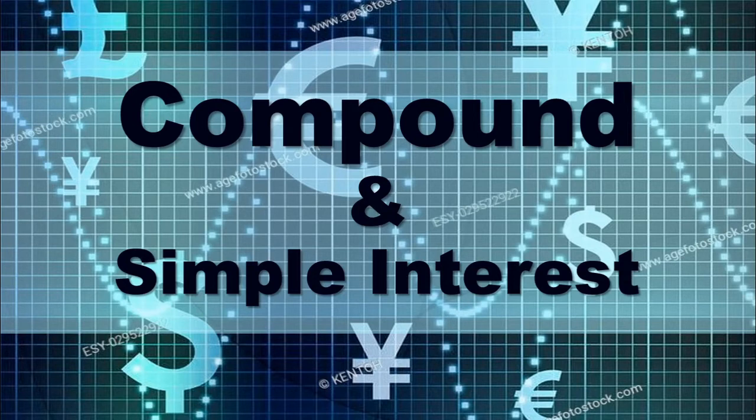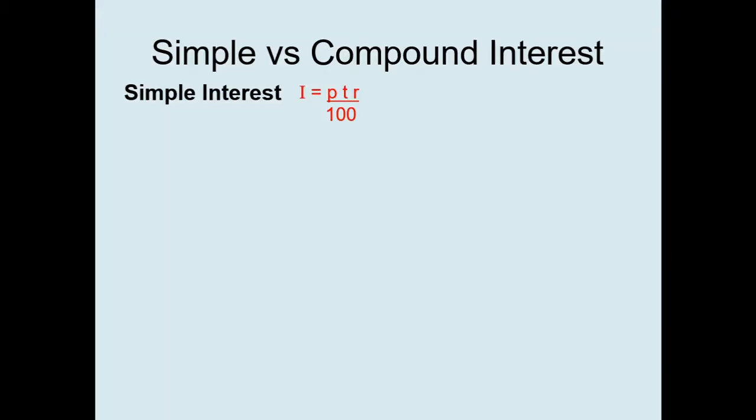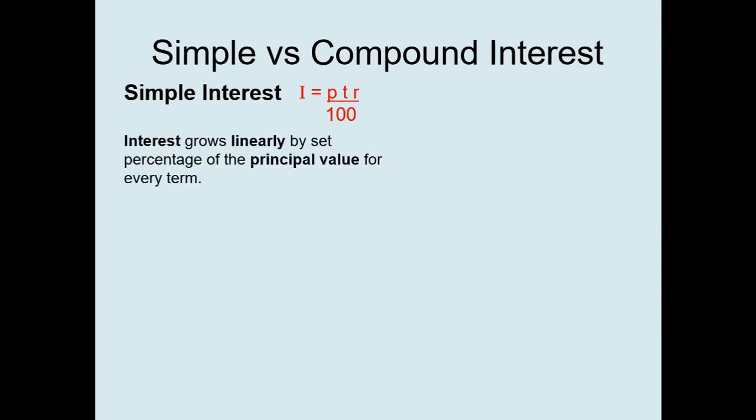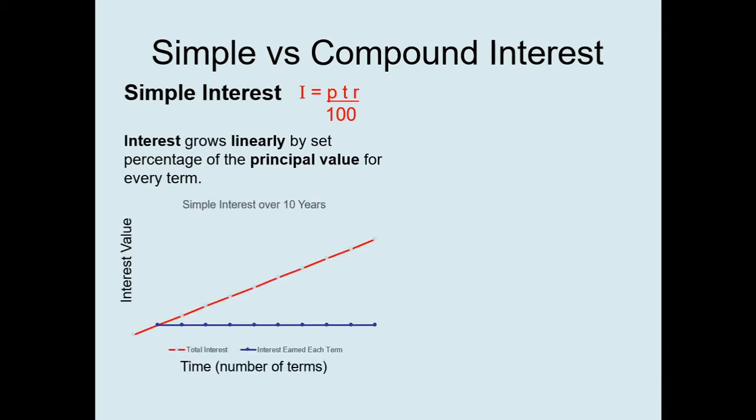Let's get started with a bit of a recap of our formulas. Simple interest versus compound interest. Simple interest, we've got that nice simple formula, I equals PTR over 100. And it shows linear growth. Interest grows linearly by a set percentage of the principal value for every single term. So the same amount of interest per each term. And we saw that graphically.